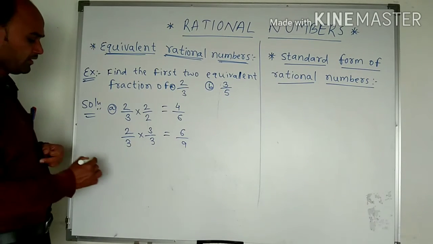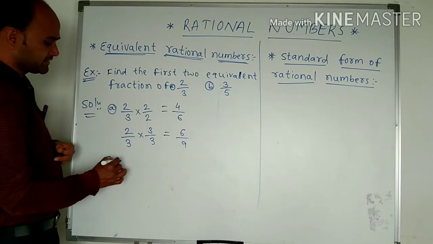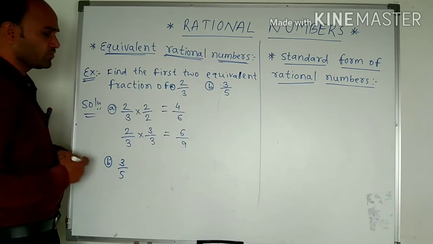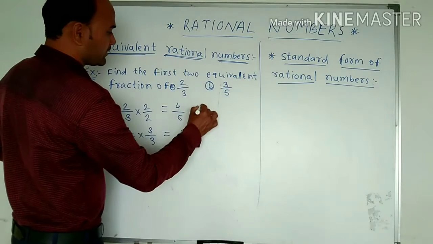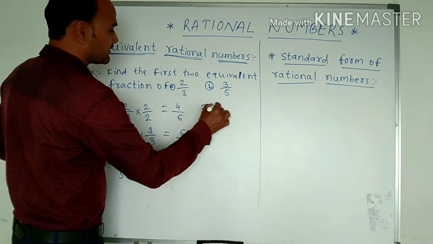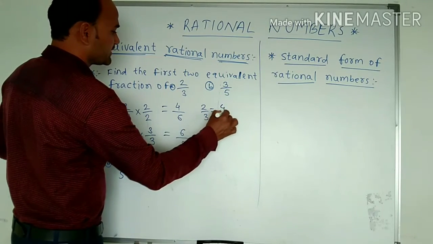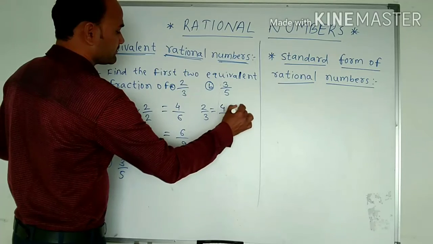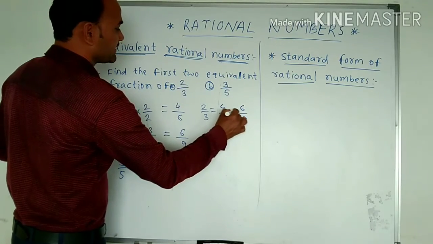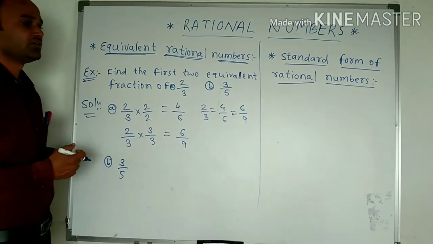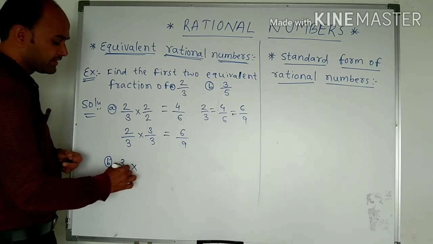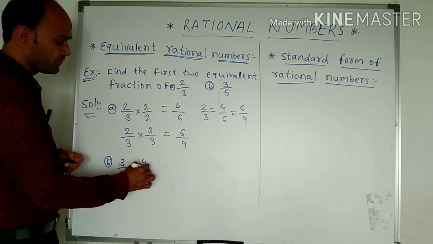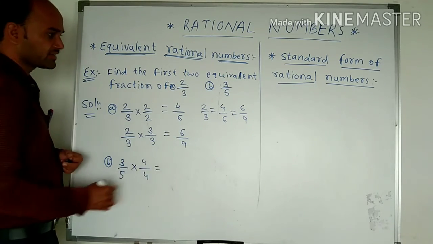So then next we see 3 upon 5. As we know, the equivalent fractions of 2 upon 3 are 4 upon 6 and 6 upon 9. These are the equivalent fractions of 2 upon 3. How do we find the equivalent fractions of 3 upon 5? We can multiply by 4 upon 4 and we'll get the equivalent fractions.